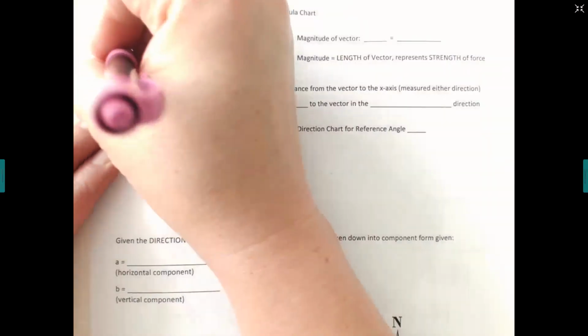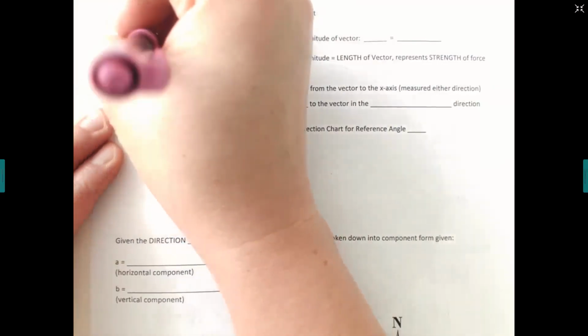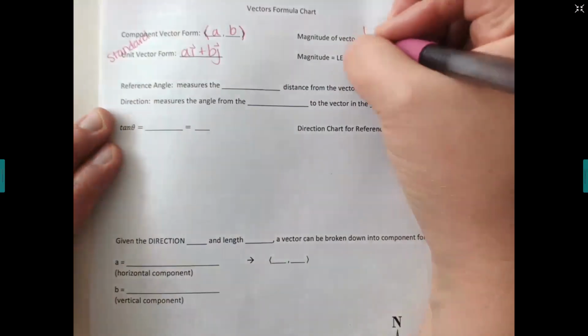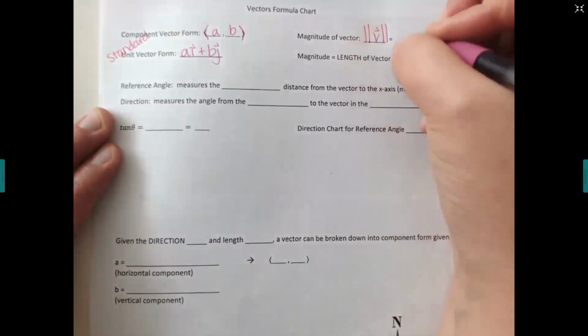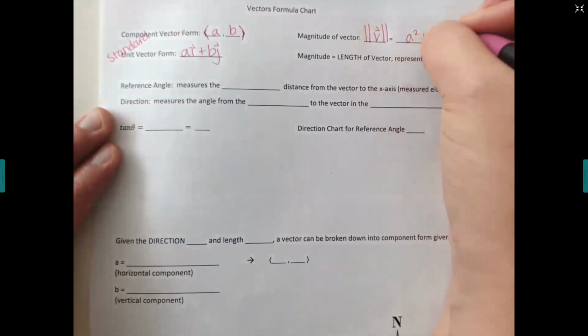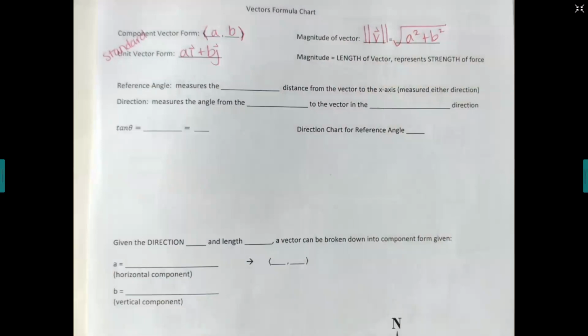Okay, the magnitude of a vector, we just did it, is double bars for the symbol, and it's square root of a squared plus b squared. The symbol to show that you're finding magnitude is like double absolute value bars almost.